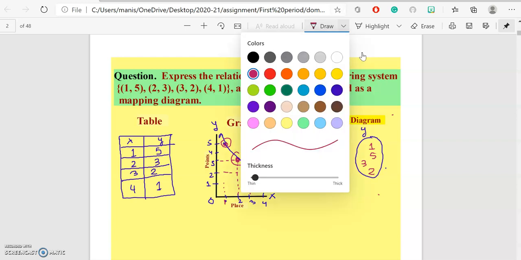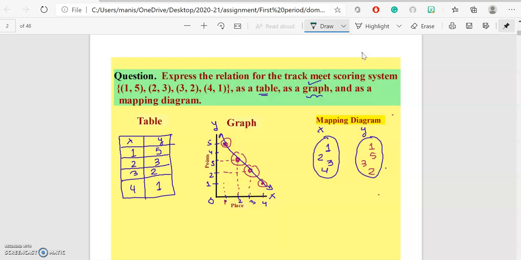So I now have to map them. What is mapping? When x is 1, what is y? Y is 5. So I will draw one arrow going over here. When x is 2, y is what? 3. When x is 3, y is what? Y is 2. And when x is 4, y is what? 1. So this is my mapping diagram.